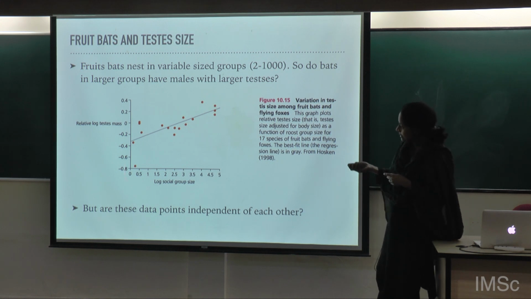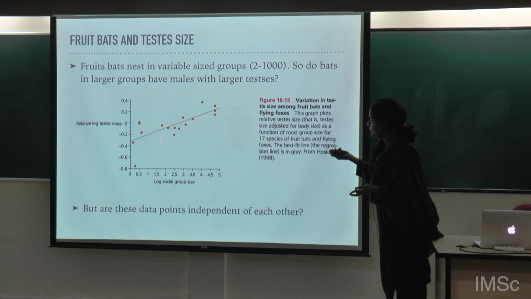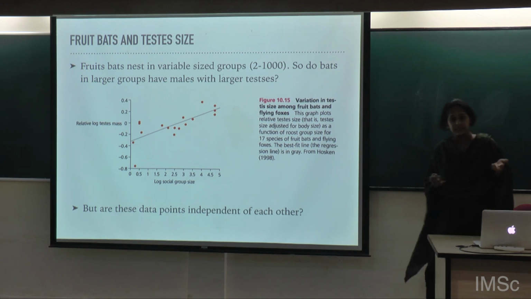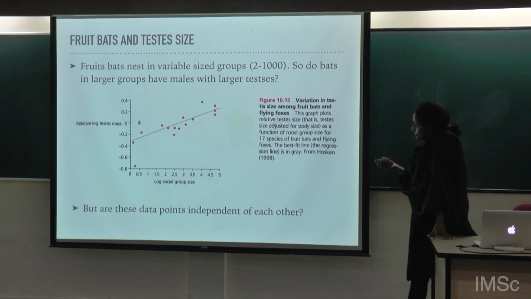So look at group size and look at testis size, and you should see a correlation. Animals that live in larger groups should have more need to compete and therefore have larger testes, right? So this should be something that points towards the evolution of large testis size in male bats.